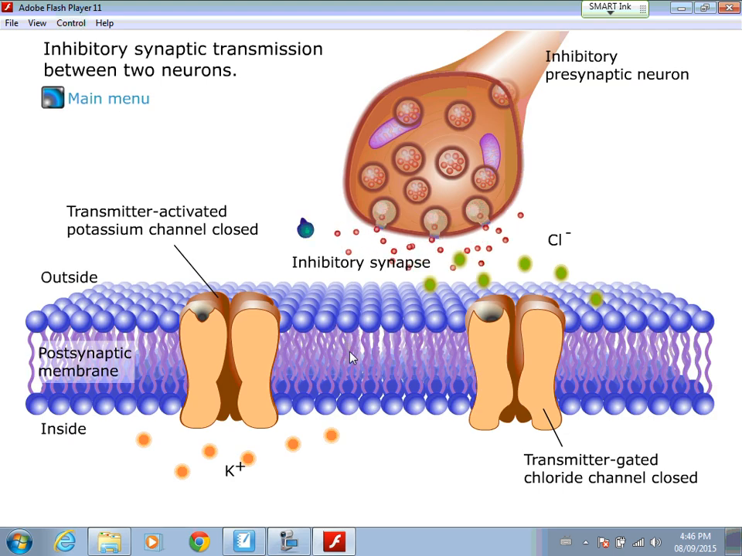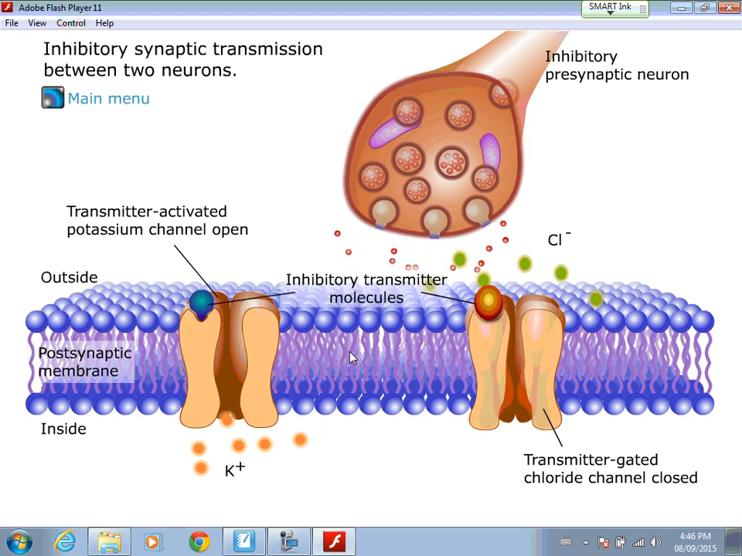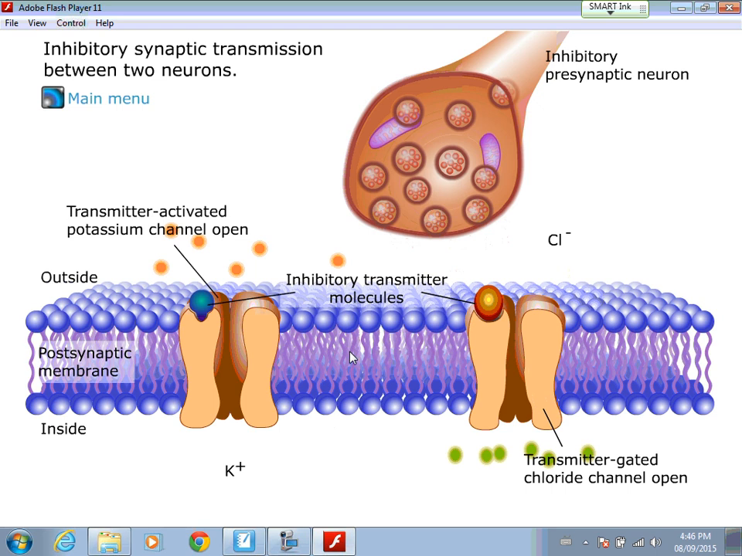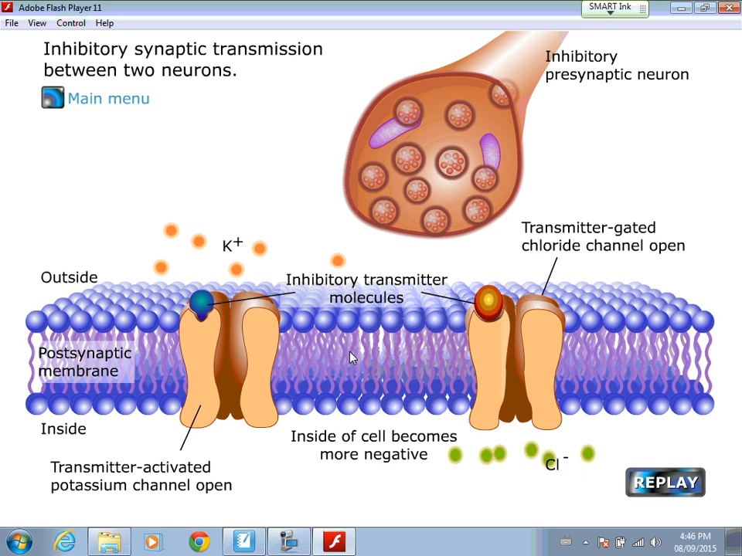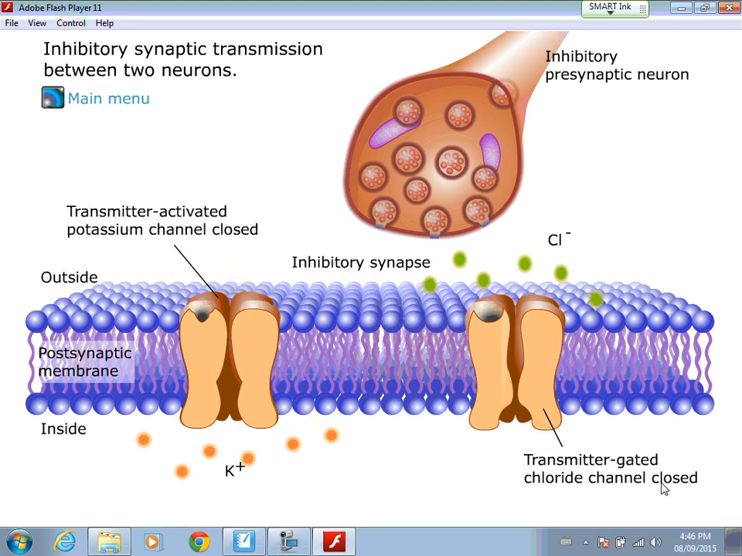Neurotransmitter released. Here we're going to have two different kinds of channels. We're going to have a potassium channel that we see on the left. Potassium rushes out. And chloride, which is negatively charged, there's more of it on the outside. It is going to rush in, and that's going to cause even more hyperpolarization. Let's just play that one again.